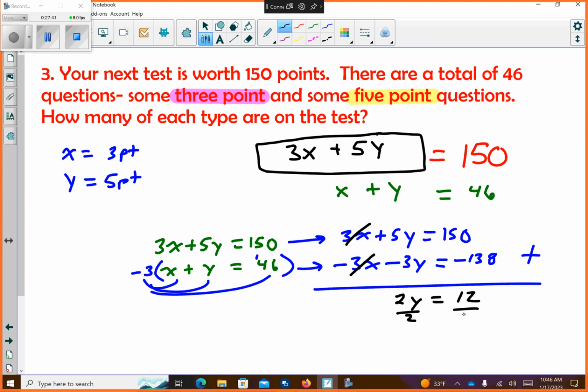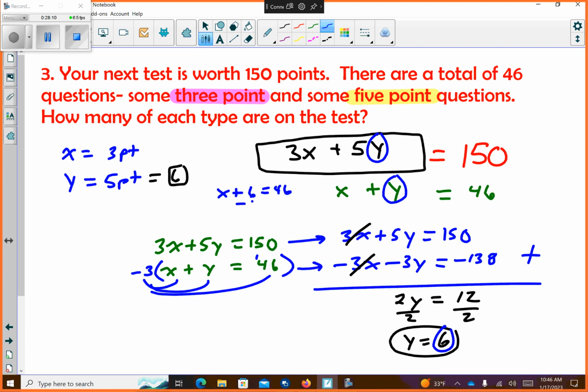Divide each side by 2. So 6 of my problems are the 5-pointers. I bet you could use some logic on this one. I could take this 6 and plug it into the y up here or the y down below. Which one looks easier? The y down below. So then I get x plus 6 equals 46. Subtract 6 from both sides. So x equals 40.